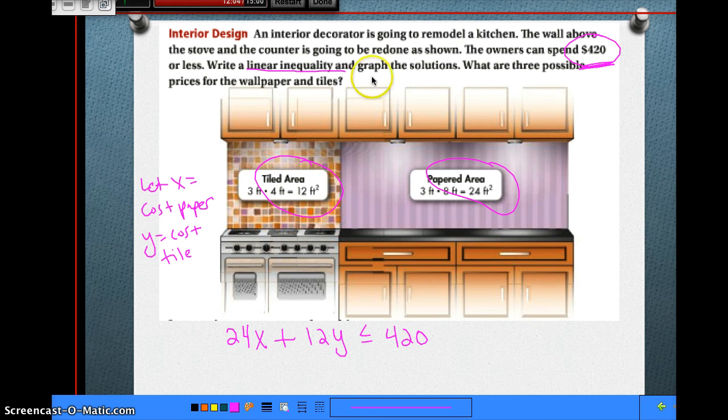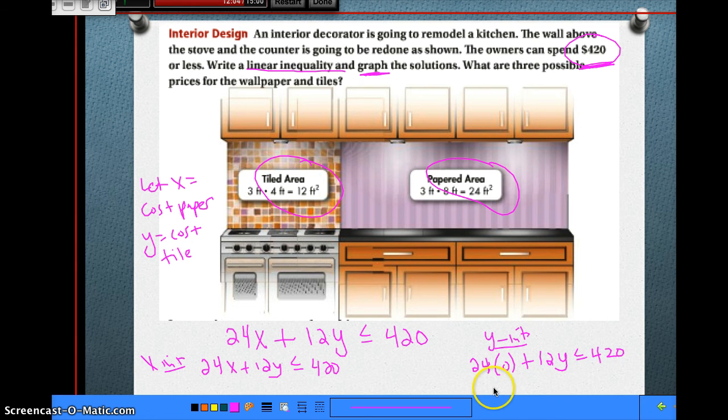Now, they also wanted us to graph it, but you guys can try graphing it by yourself. My recommendation would be to find the x and y intercepts. When you find the x-intercept, you're going to put 0 in for y. And when you find the y-intercept, you're going to put 0 in for x. When you find your x and y-intercepts, go ahead and graph it. You're going to end up with 2 points on your graph, connect it with a solid line, and then do your checkpoint to see how you shaded it.